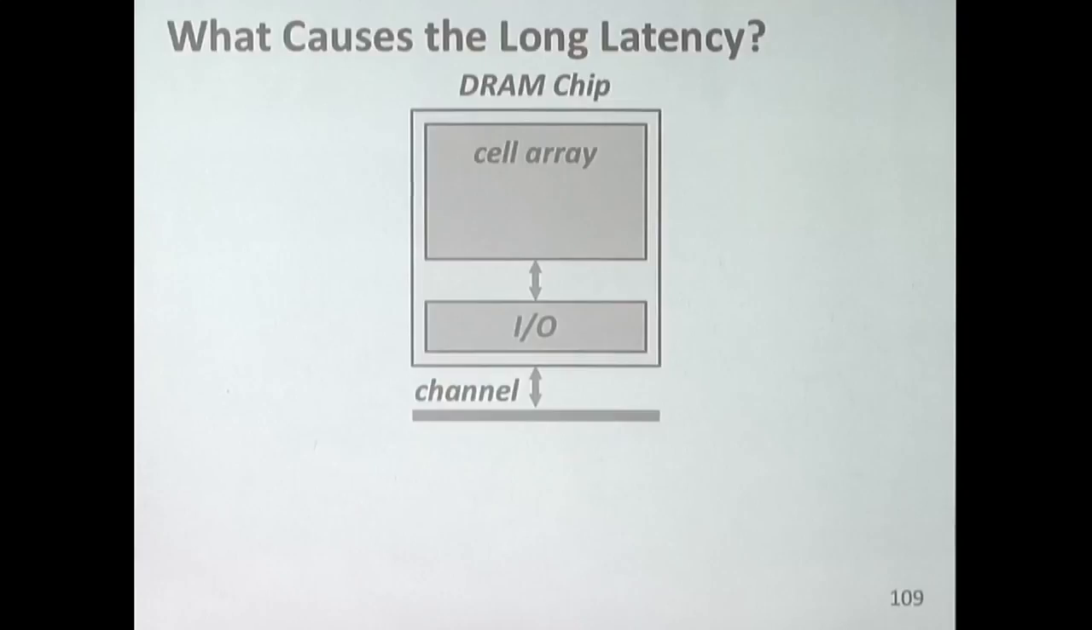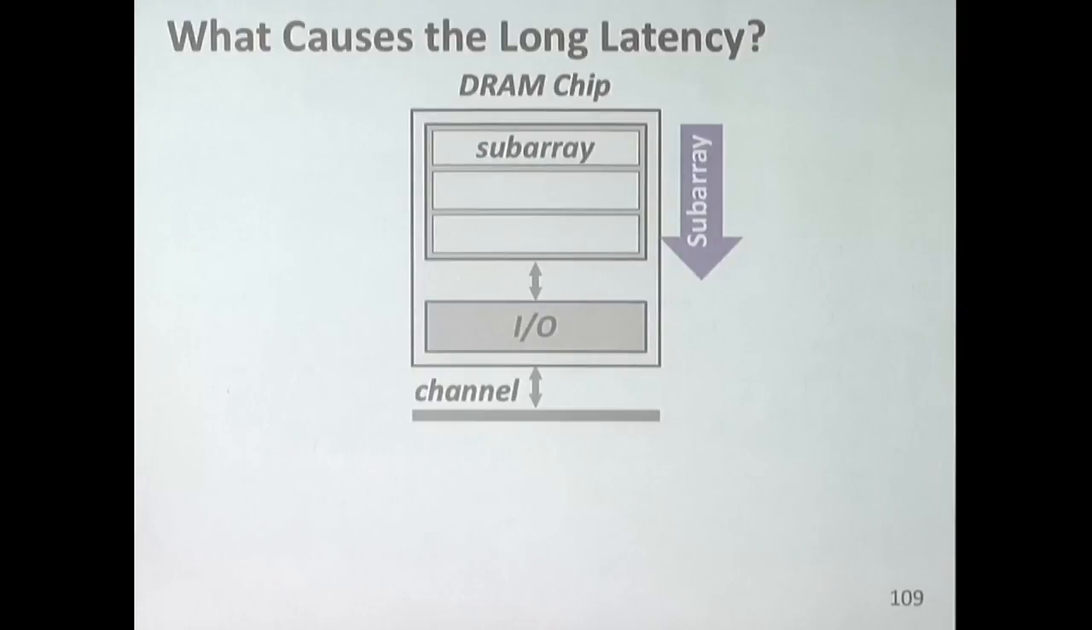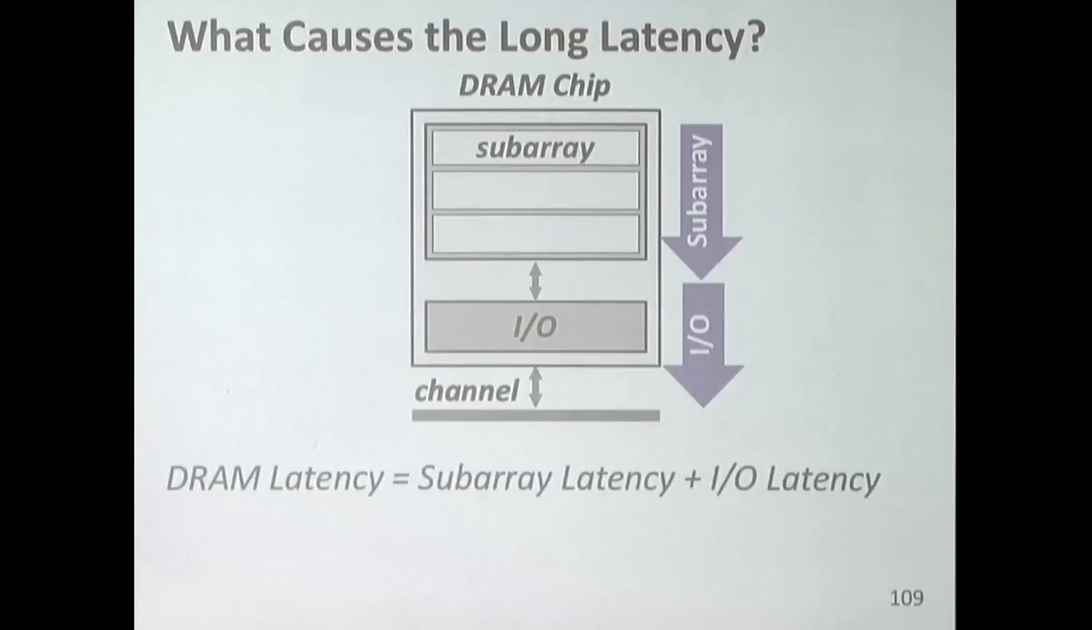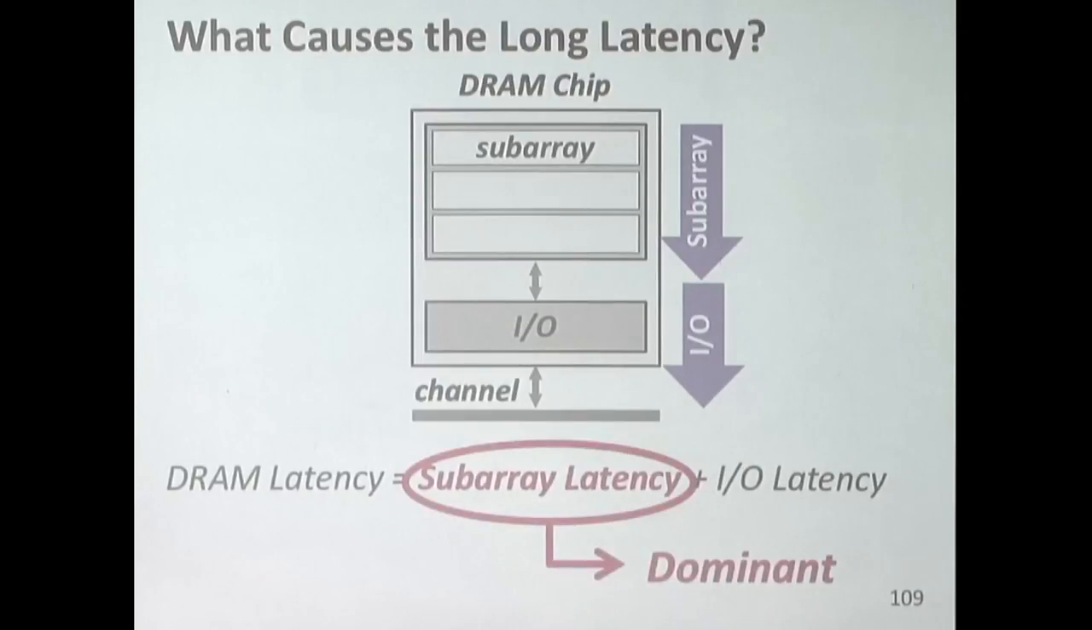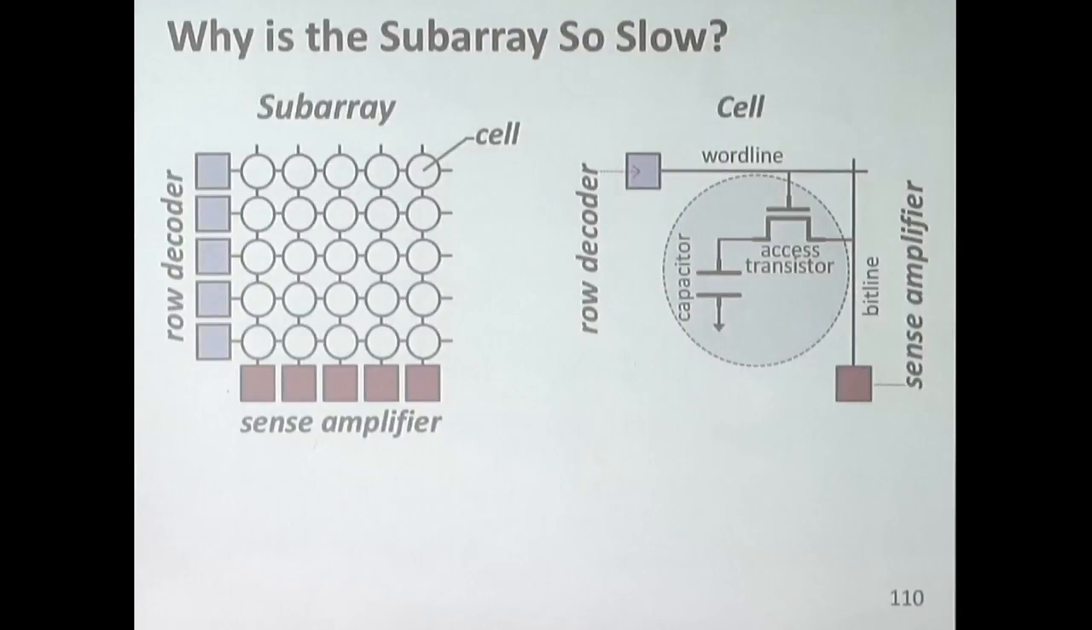This is, again, a pictorial view of what you've seen earlier. If you look at a DRAM bank, let's say, you have the cell array. And it's really divided into these subarrays. And you have the subarray access latency and the I/O access latency after that. And you can, at a high level, say DRAM latency is subarray latency plus I/O latency. And this turns out to be dominant. OK, why is this so slow? Again, the answer is interconnect, as we've answered before.